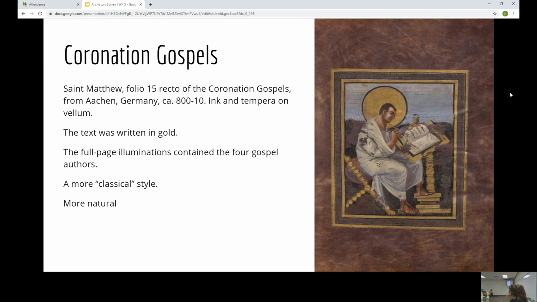Now, we aren't done with illuminated texts. I told you we weren't. This is another St. Matthew, a very different St. Matthew. This one is from the Holy Roman Empire. The last one was from Hiberno-Saxon.